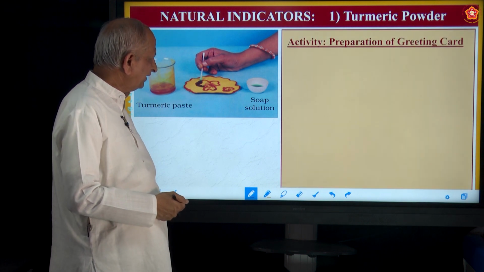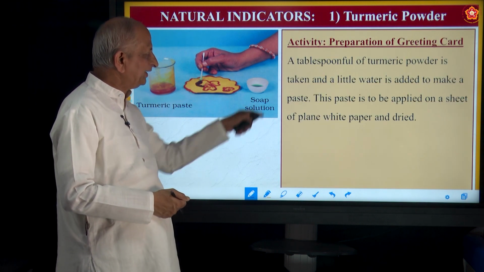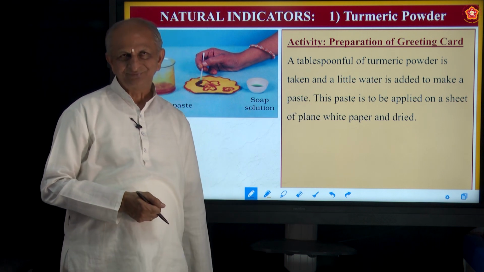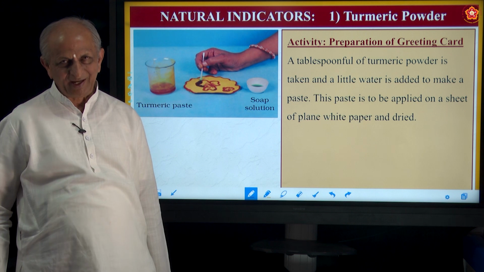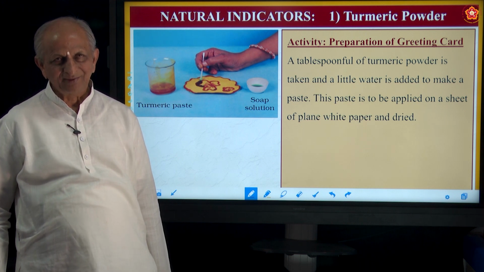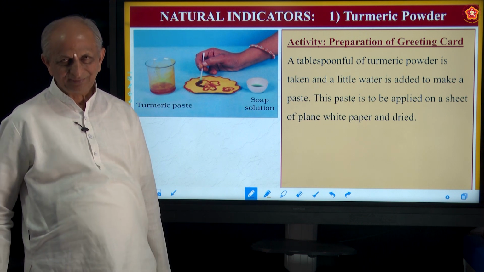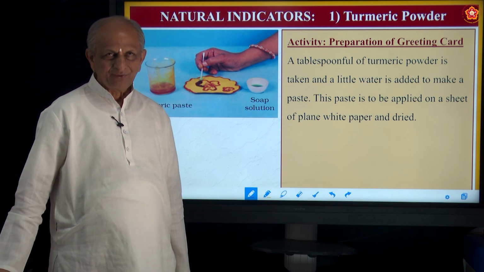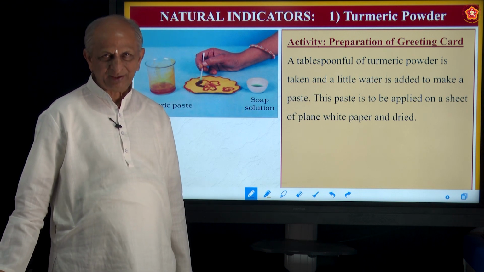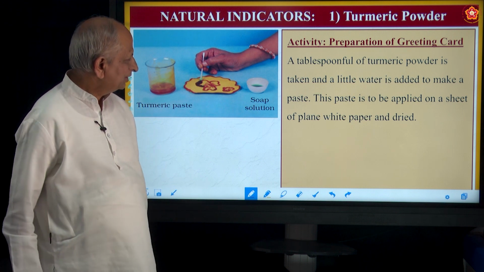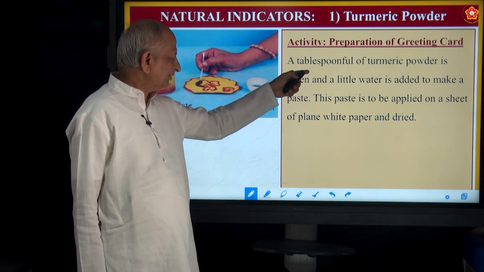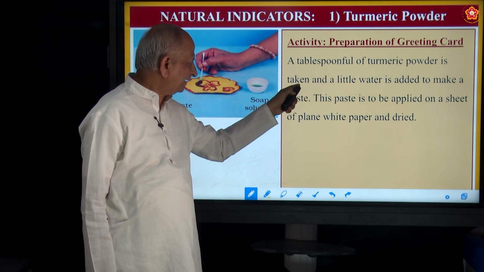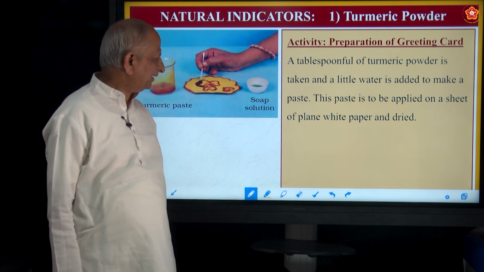And here is an activity, preparation of a greeting card. When do you give greeting cards? For birthdays, correct? Then what? For Happy New Year, correct? For New Year's, we will give greeting cards, correct? So you can prepare your own greeting card. How? A tablespoon of turmeric powder is taken, and a little water is added to make a paste.